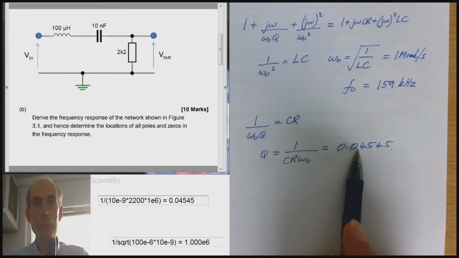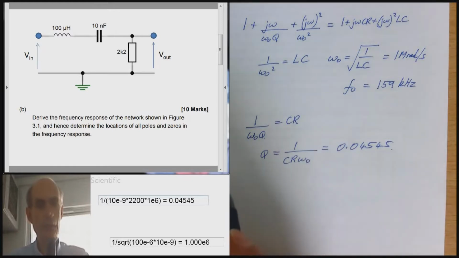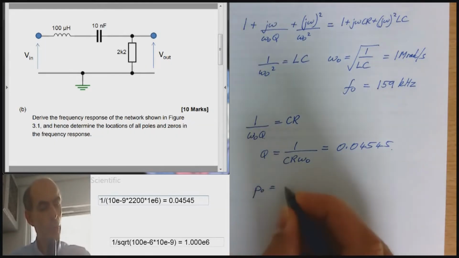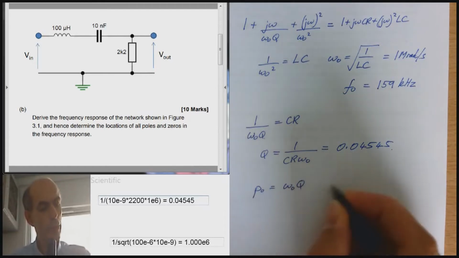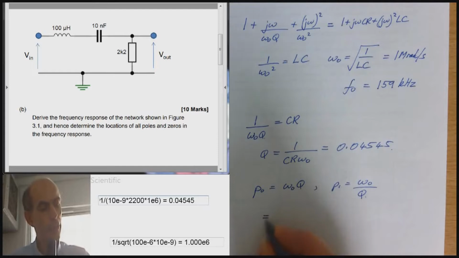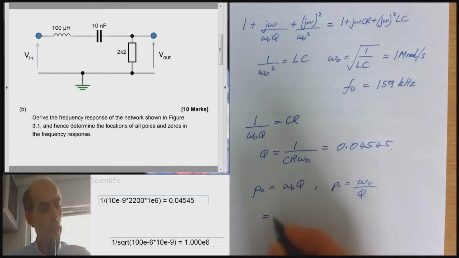Right, there is an approximate way to get the frequencies of the poles in the case where Q is a small number. And this is a small value of Q, so the approximate way would work perfectly well. And the approximate way is very easy to remember. The frequency of the poles, one of them is omega naught times Q, and the other one is omega naught divided by Q.